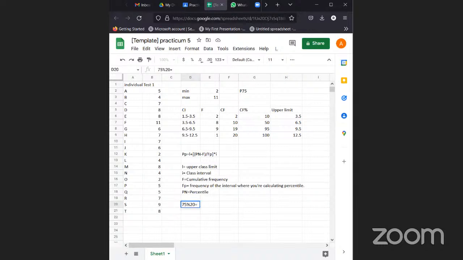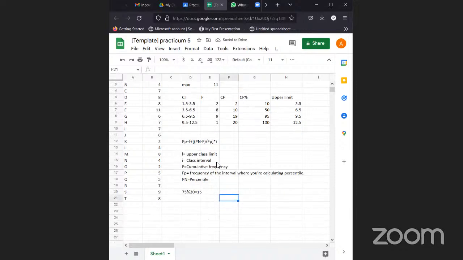Are you all following along with me on this? Yes. So therefore, P75 is nothing but 75% of 20. And how many people would that be? Can anyone calculate what is the 75% of 20 people? 15. Very good. So it is 15 people. So now let's just substitute all of this into the formula here.